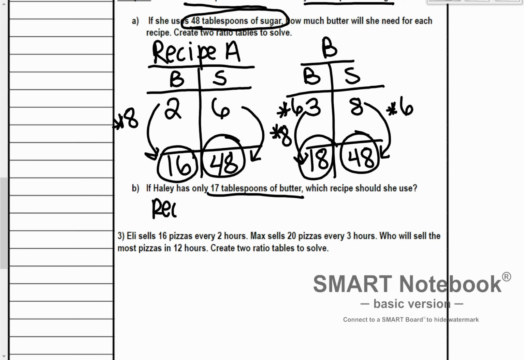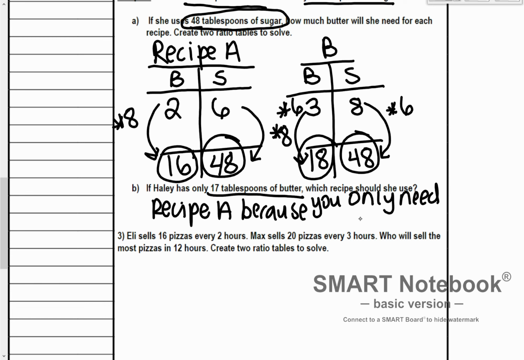And this is where those ratios could be really helpful in real life. If you are looking at the amount of ingredients you have and you have 2 different recipes to choose from, that could help you decide which recipe to use, depending on what you have for your ingredients. Recipe A, because you only need 16.